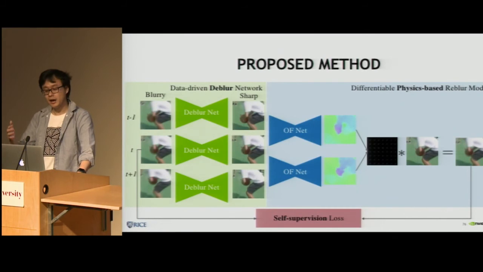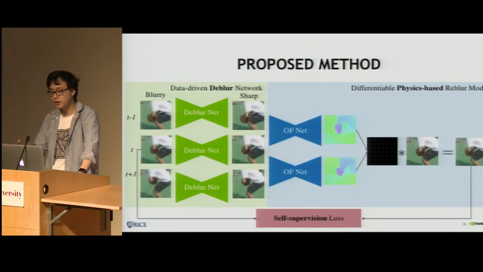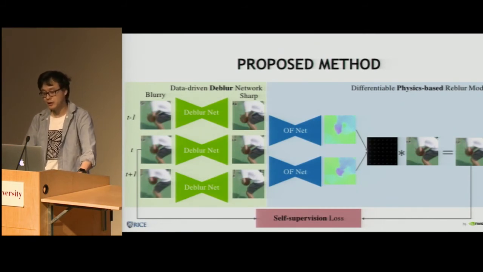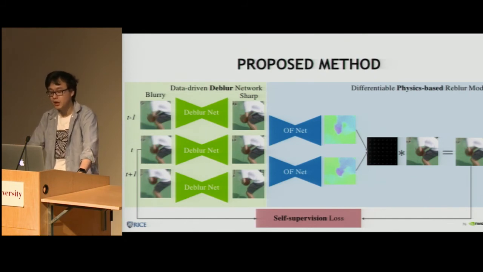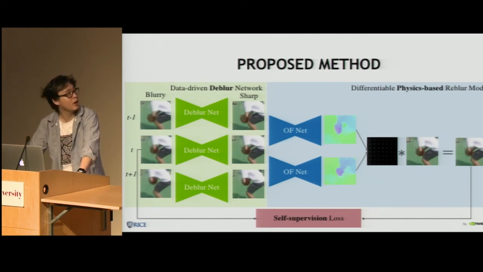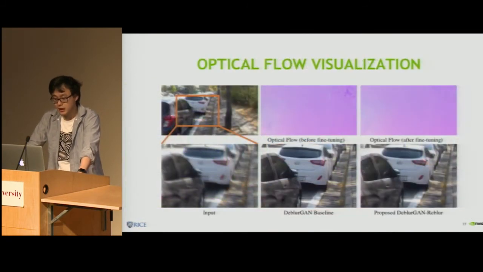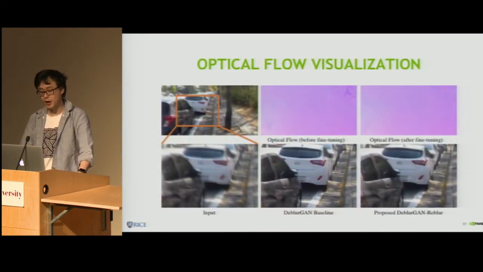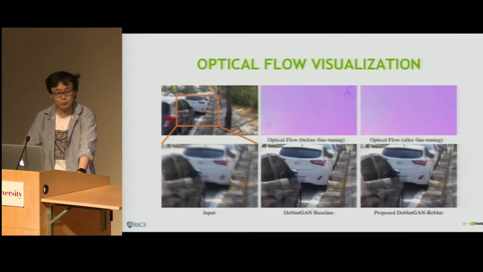Also, recall that we have two networks in our framework, the Deblurring network and the optical flow network. If we choose to update both networks with the self-supervision loss, we can then also visualize the optical flow network output and try to see what it does to the optical flow net. We found that the reblur refinement also helps to improve the optical flow output as well.